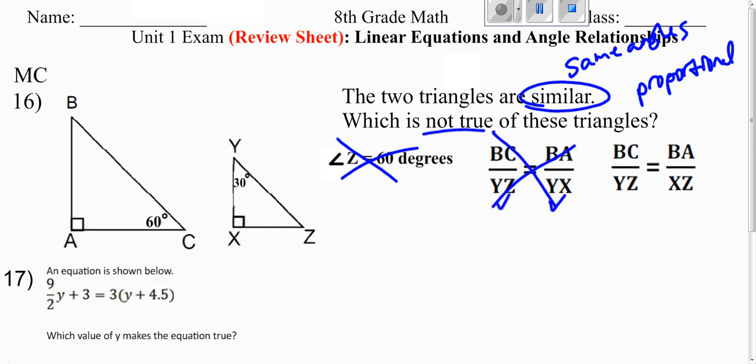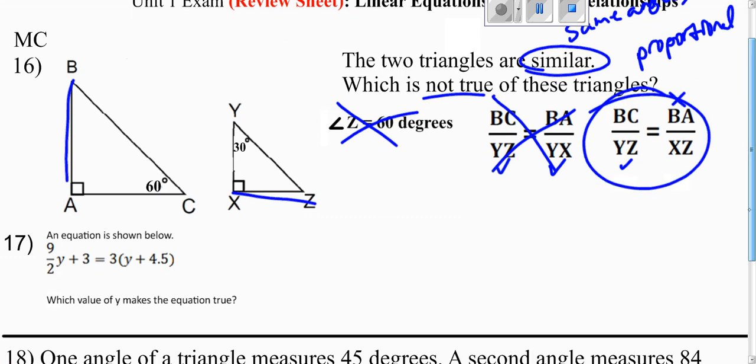You can solve that out. BC over YZ, we already know that works. BA over X. Here's BA, here's XZ. This is wrong, they don't correspond, so that's the answer we're looking for.